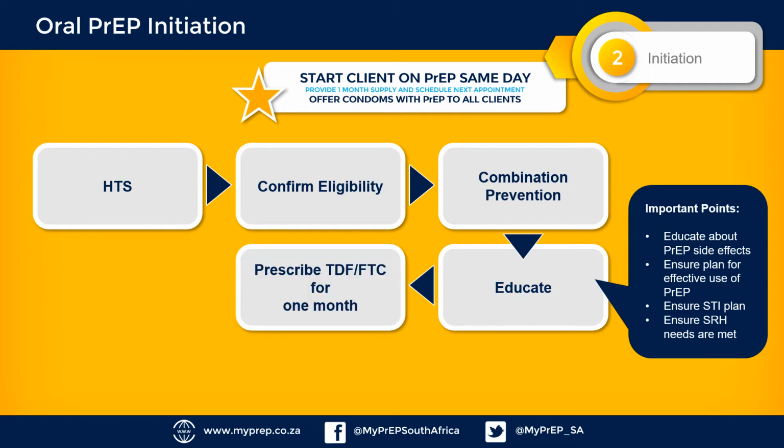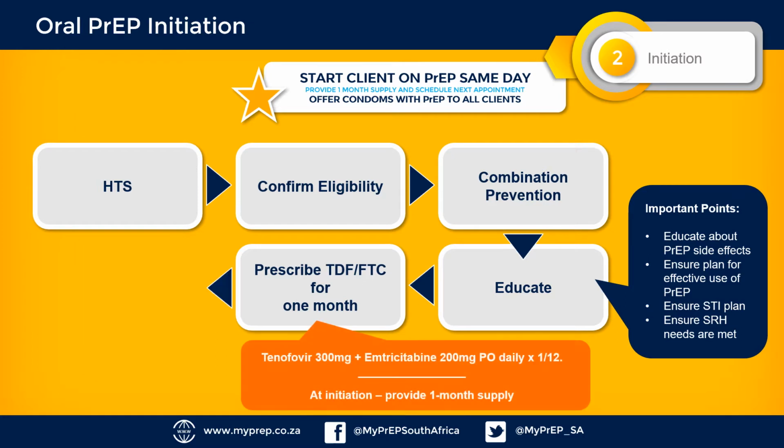Lastly, you will prescribe PrEP as a combination of TDF 300 mg and FTC 200 mg in a fixed dose combination tablet per os daily for 1 month. At this visit, you will provide a script for 1 month's worth of PrEP and give the patient 1 month's supply. You will then give the patient a follow-up date for 1 month's time.